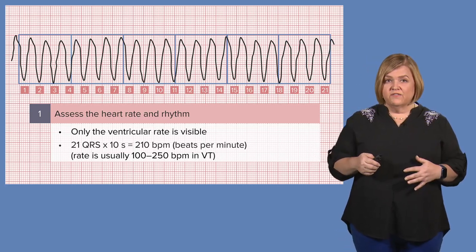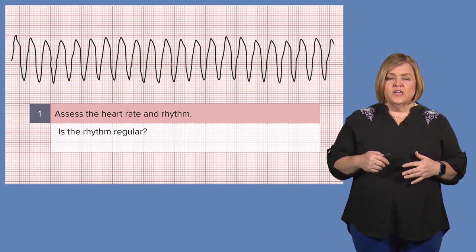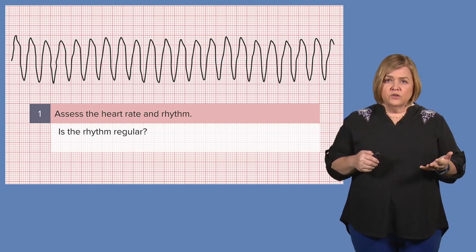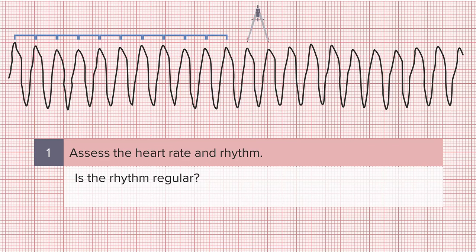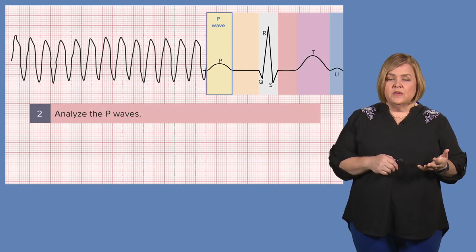That's really fast. So if we're looking at the rhythm, is it regular? Well, we've got the calipers up there to show you that you can measure that. So measure on that strip. Do you count in between each one? Do these appear to be regular? Now, looking at the P wave.